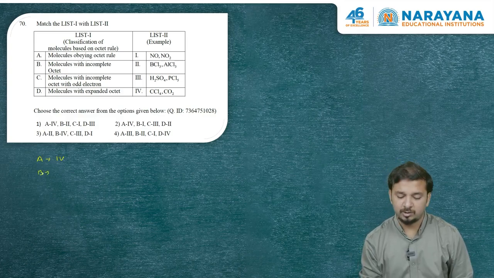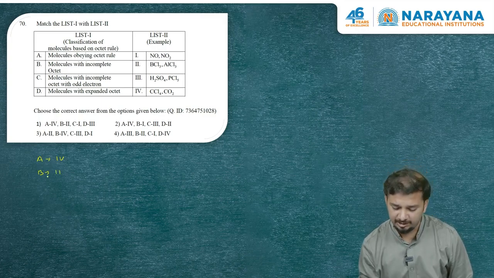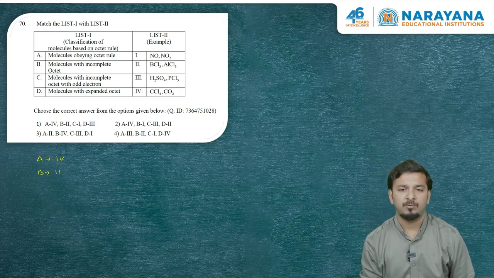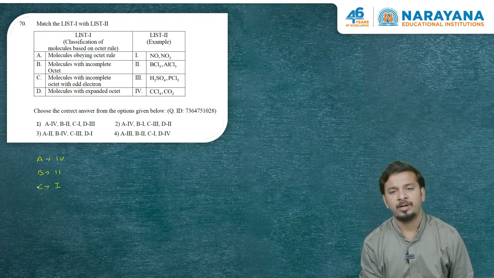B is molecules with incomplete octet. So we can see BCl3 and AlCl3, they are having incomplete octet. So B will be 2. C is molecules with incomplete octet with odd electron. So incomplete octet with odd electron is first one, NO and NO2.